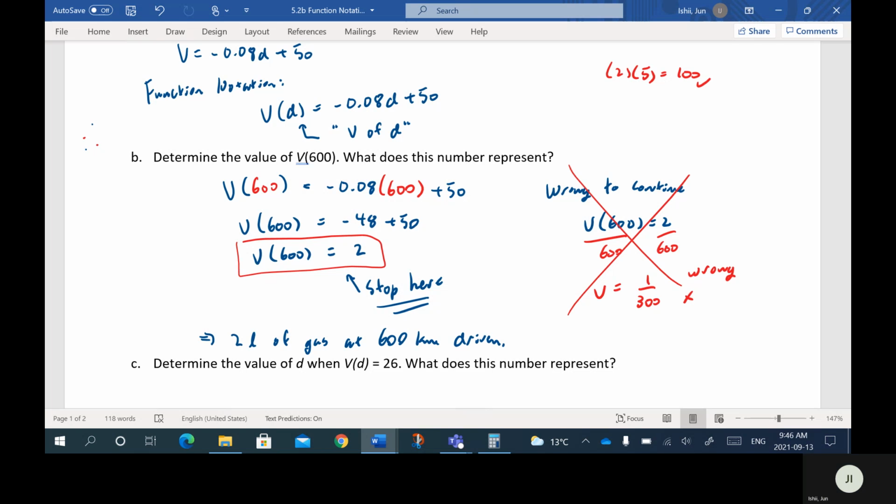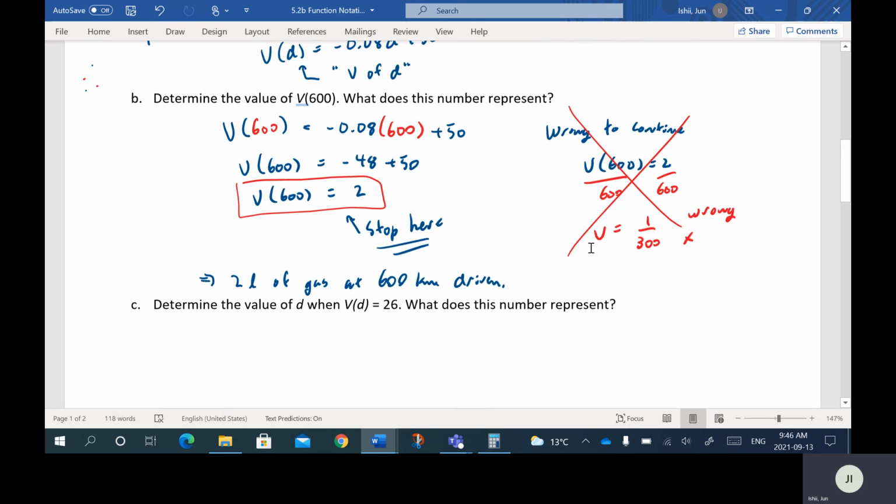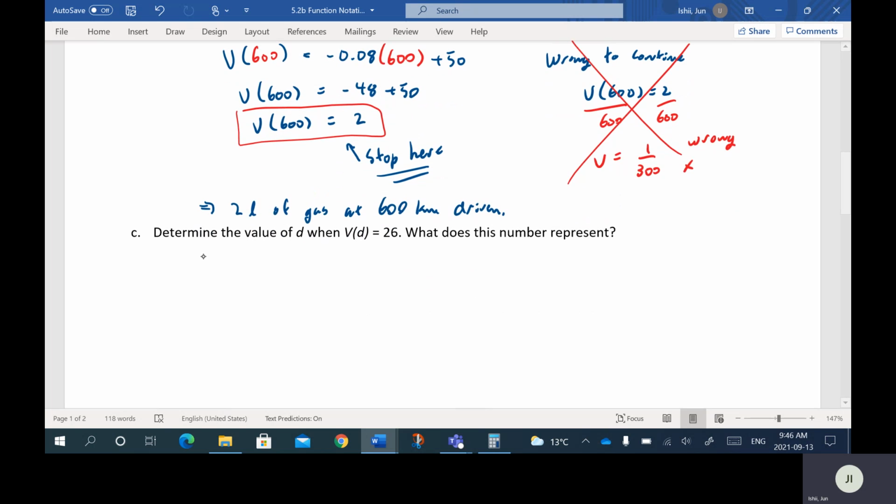All right. Okay, so that's how you would interpret that. Cool. All right, part C. Now it says determine the value of D when V of D equals 26. What does this number represent? All right, so let's first off write out the function itself.